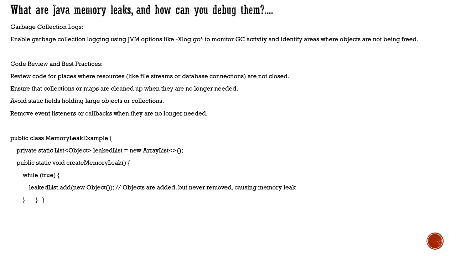Now, in order to avoid memory leaks, we can have certain reviews and best practices. Always try to review the places where resources are being used up, like database connections, etc., which are not closed. Although you're doing the first level code review, whenever it is going to be merged to a certain code base or another major branch, make sure you do another code review.